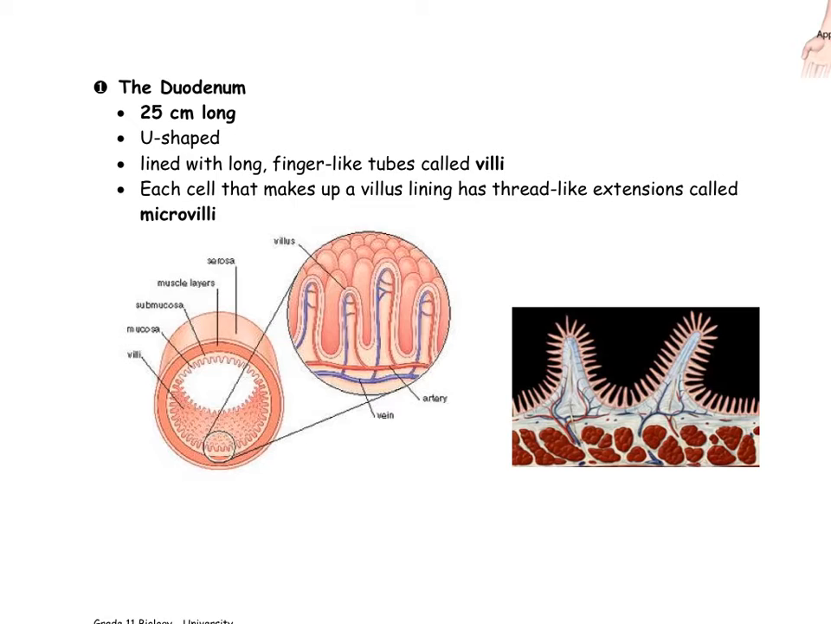So back to the duodenum. The duodenum is shorter. It's about 25 centimeters long. If you can picture 25 centimeters, that's shorter than your standard ruler, which is, I want to say, about 30 centimeters. It's U-shaped, as I talked about before, but it has these villi, along with the microvilli, all connected to that capillary network to help with nutrient absorption.